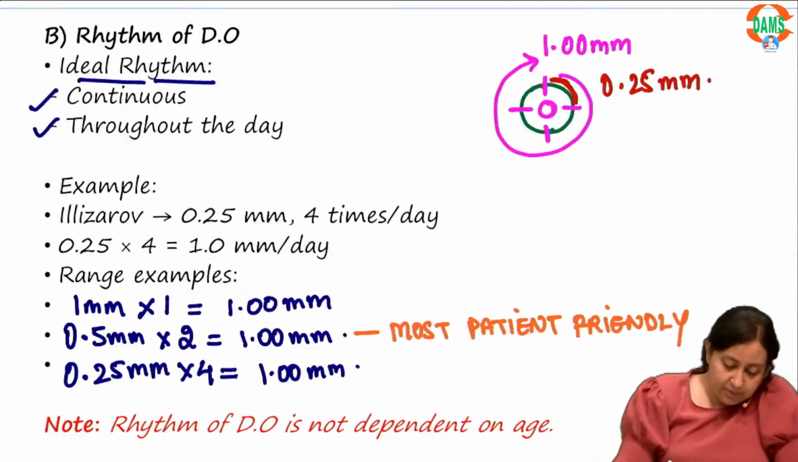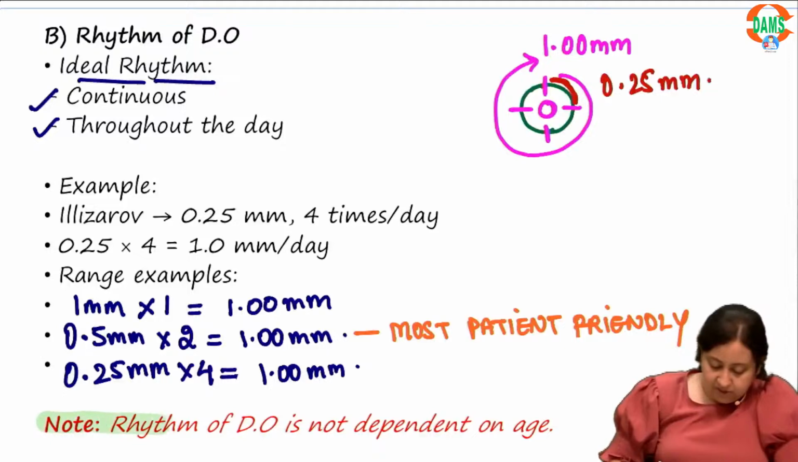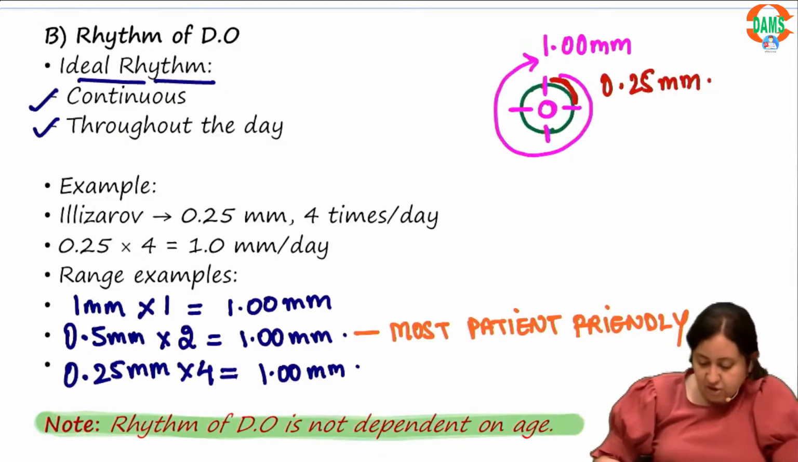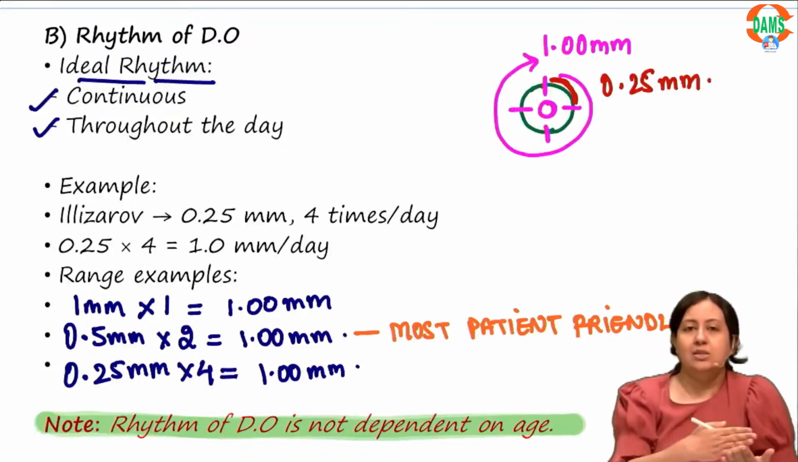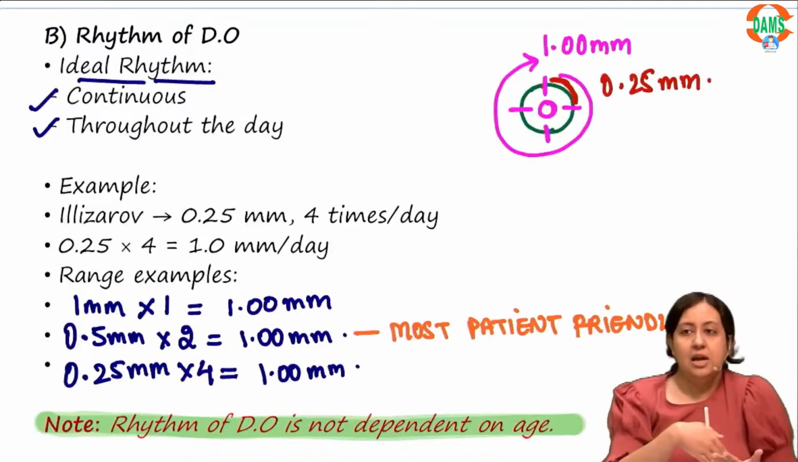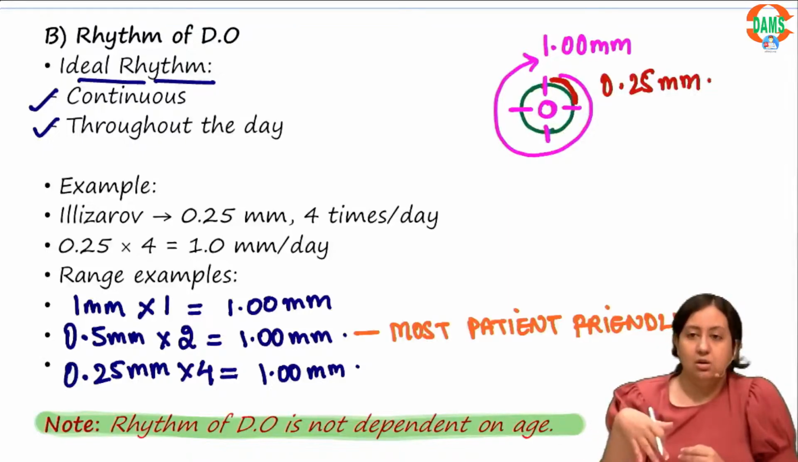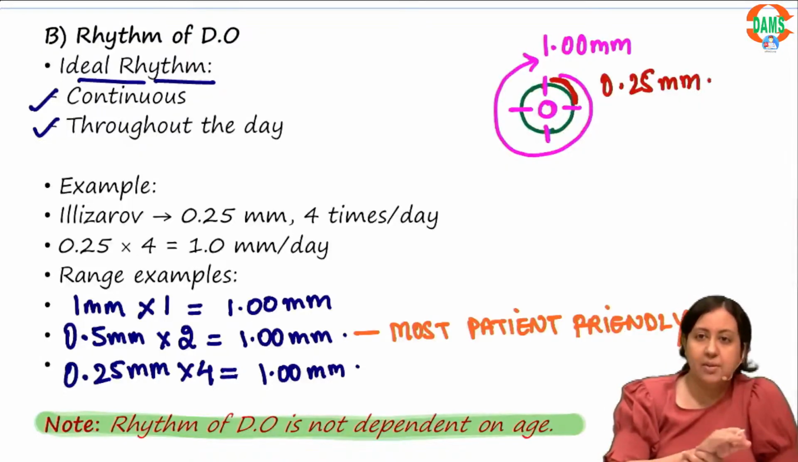Also, please remember that rhythm of distraction is not dependent on age. Rhythm of distraction is not dependent on age. So whether you're asking the patient to do once a day, twice a day, or 4 times a day, it is completely independent of patient's age. So here there is nothing separate for adults or separate for children. Please remember, okay?